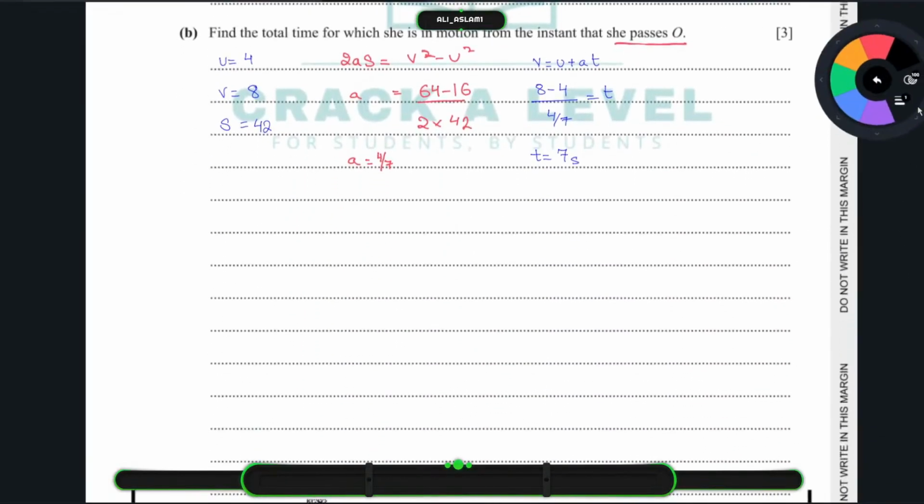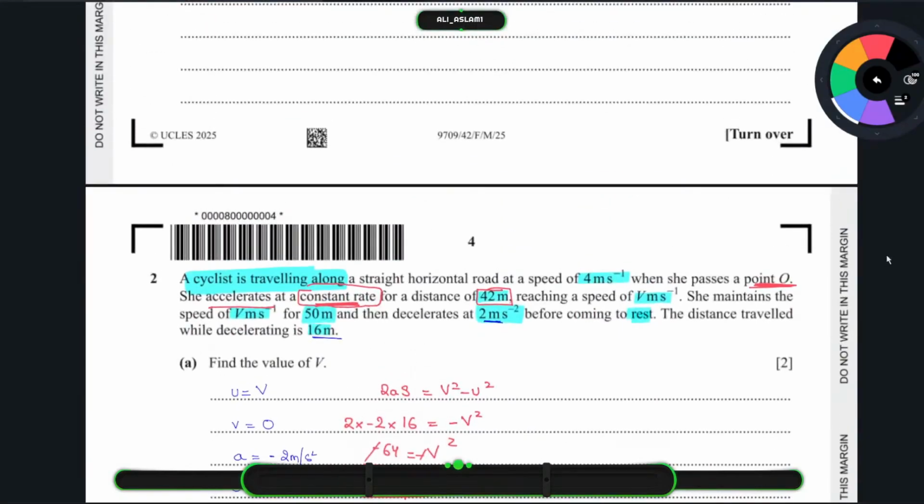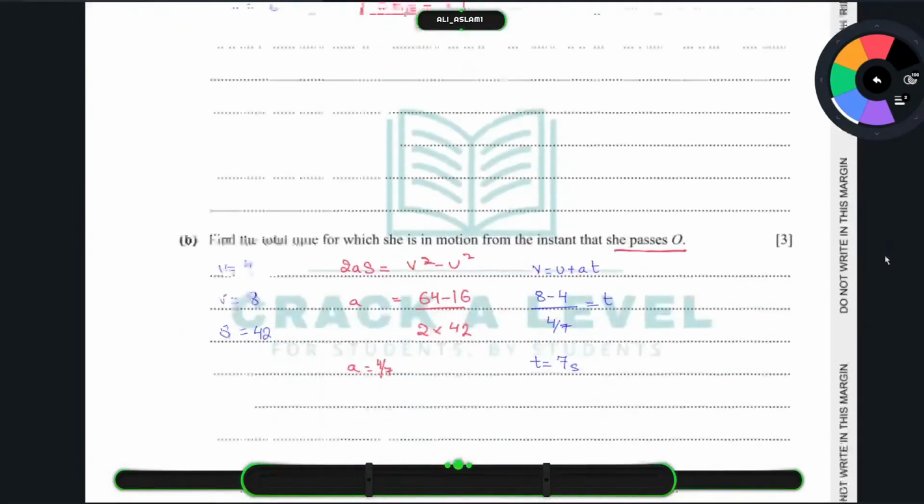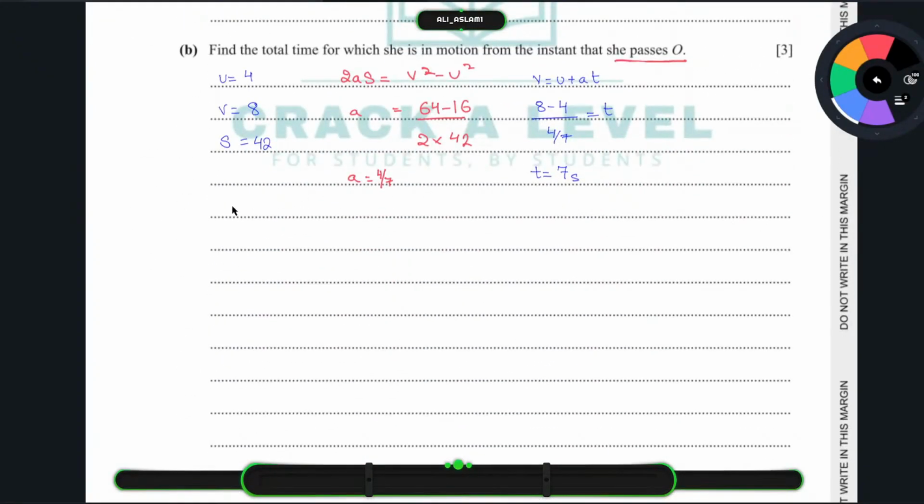For the second part of the journey she is traveling at a constant speed for 50 meters, so t should be equal to 50 divided by 8. That is about 6.25 seconds. This is for stage 2 of the journey.